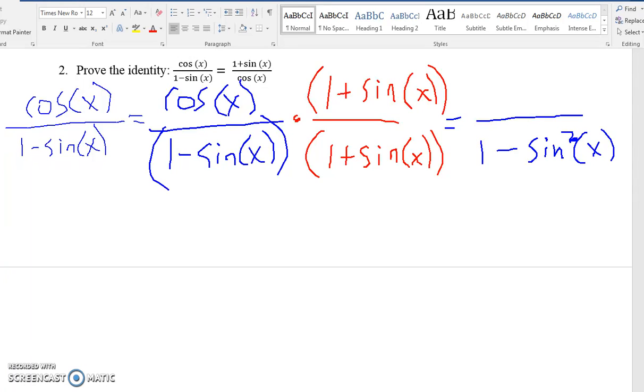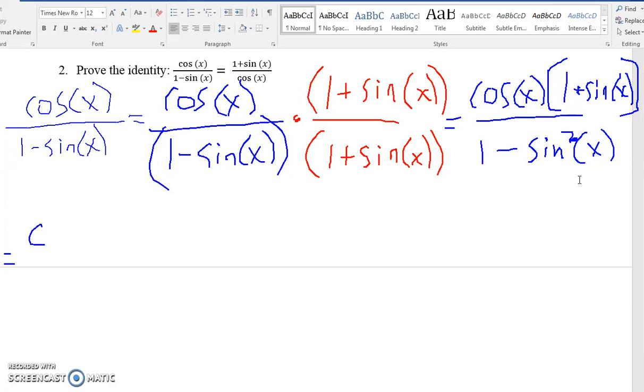The top part is basically going to stay the same at this point. Just going to be cosine of x times 1 plus sine of x. There we go. I'm not going to change the numerator too much right now, because I want to focus on this denominator. I want you to look back at your Pythagorean identities, and if you rearrange the first identity, you would see that 1 minus sine squared is the same thing as cosine squared. So I'm going to keep the numerator exactly the same.